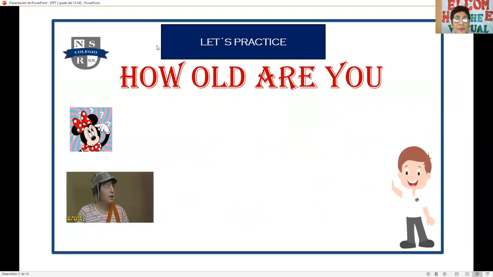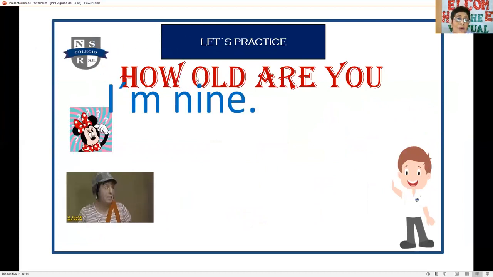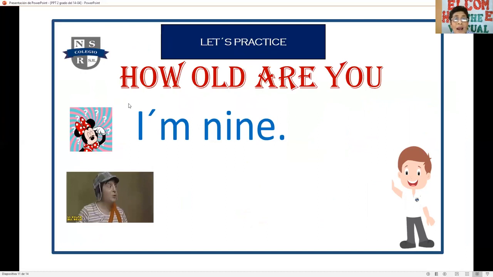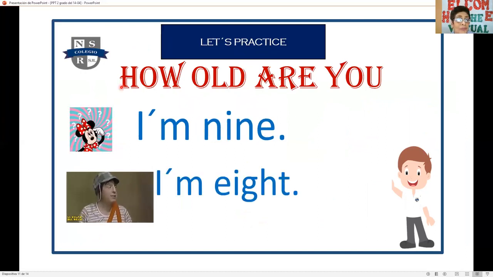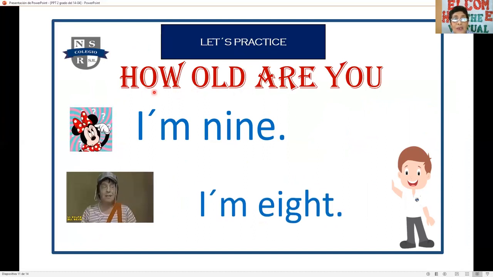Let's practice. Okay. I have a question. How old are you? My question says, how old are you? And Minnie says, I'm 9. Okay, this is the answer. Here, I have Chavito. The question says, how old are you? And he's going to answer, I'm 8. That is the answer with the H.